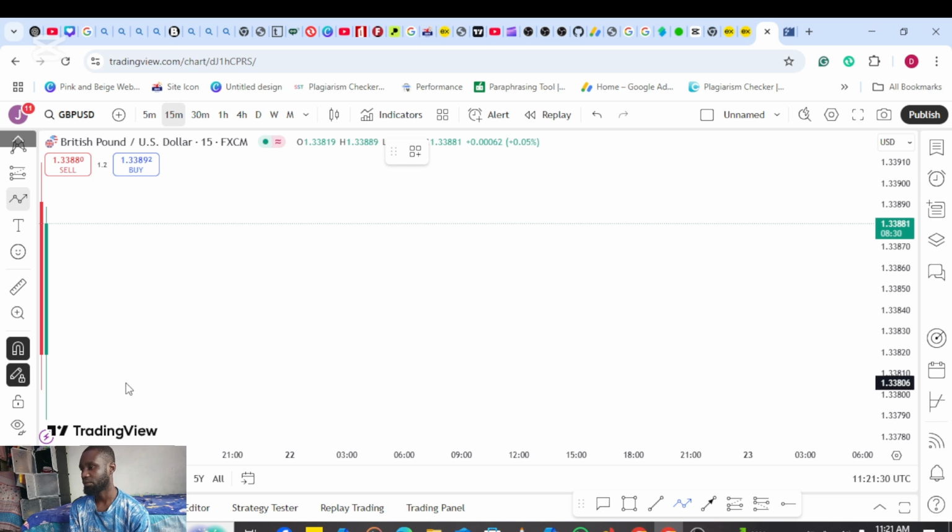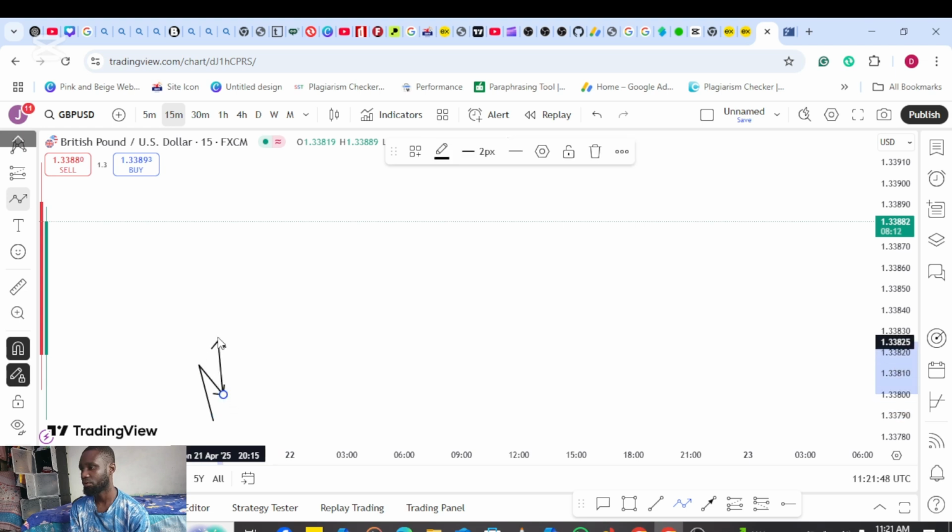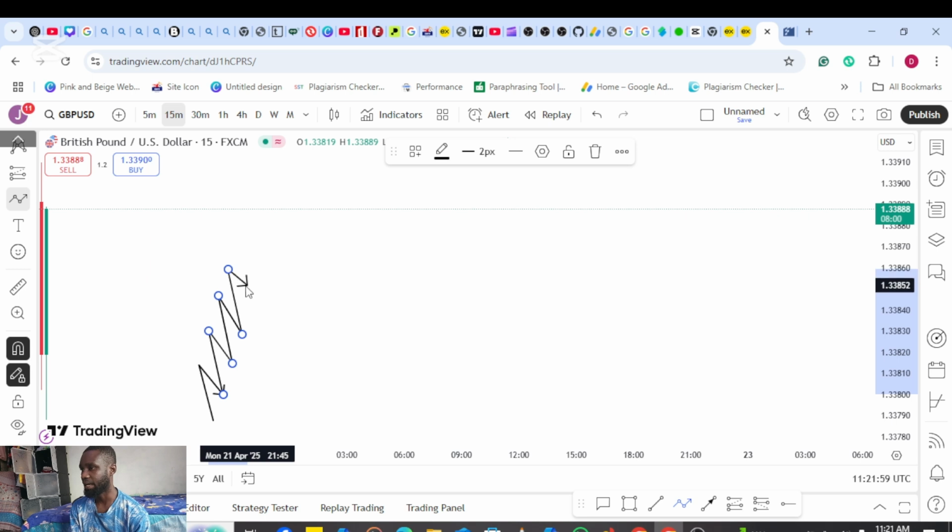For uptrend, you will see the market creating higher low, higher high, higher low, higher high, higher low, higher high, higher low, higher high.